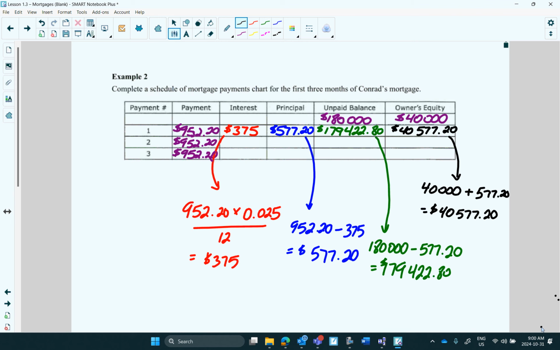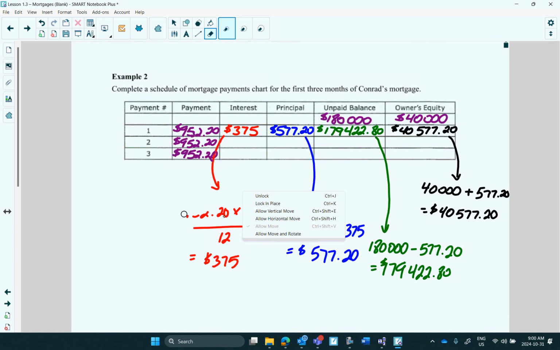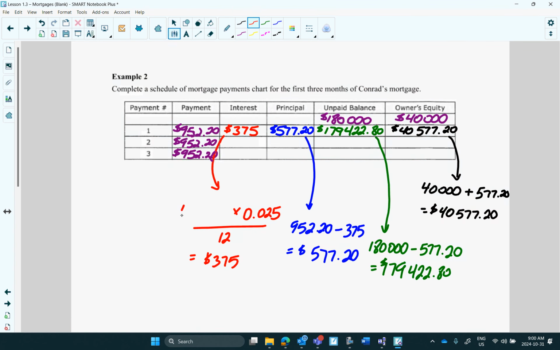I'm sorry, I made a mistake. It's not 952.20. It's the total 180,000. It's my mistake. Because it's interest calculated on the entire loan, not just that month. We divide by 12 to figure out that month. So that's how we got 375.